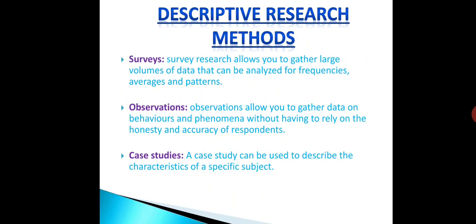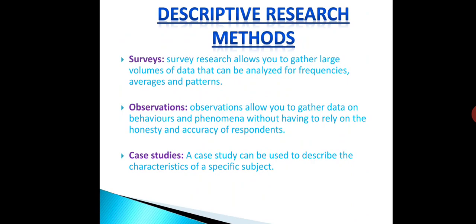First is surveys. Survey research allows you to gather large volumes of data that can be analyzed for frequencies, averages and patterns. Surveys are a very common method in correlational research, which is a type of descriptive research that aims to find a relationship between variables.